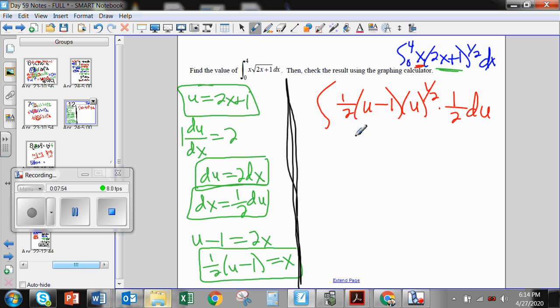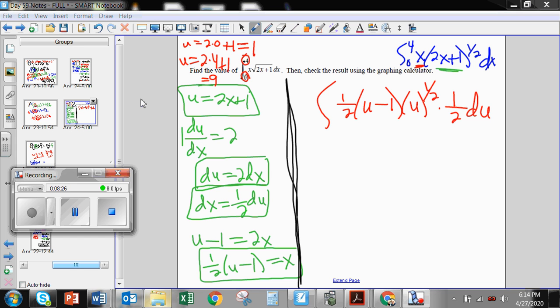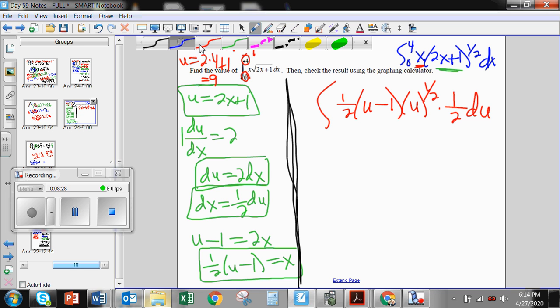Okay. What's the one thing I'm missing? The 0 to 4. The 0 to 4 for intervals is based off of x. Okay, well, we're not talking about x, we're talking about u. How do they relate to each other? Well, u equals 2x plus 1. So u equals 2 times 0 plus 1, which is going to be 1. And u equals 2 times 4 plus 1, and that equals 9. So now our integral is going to look like this.